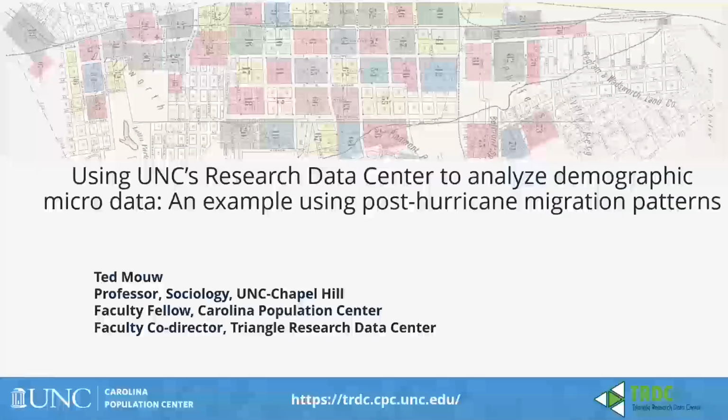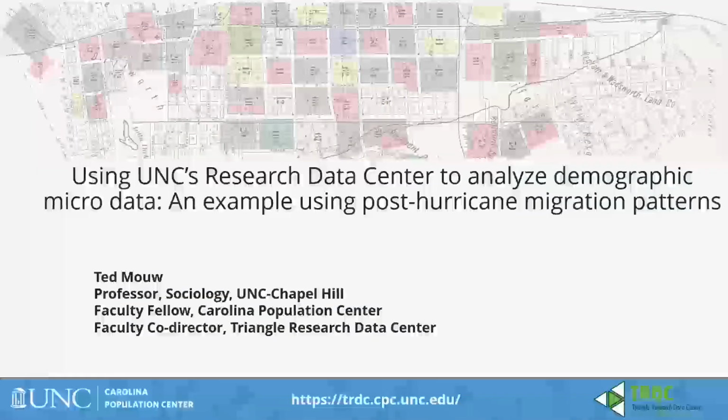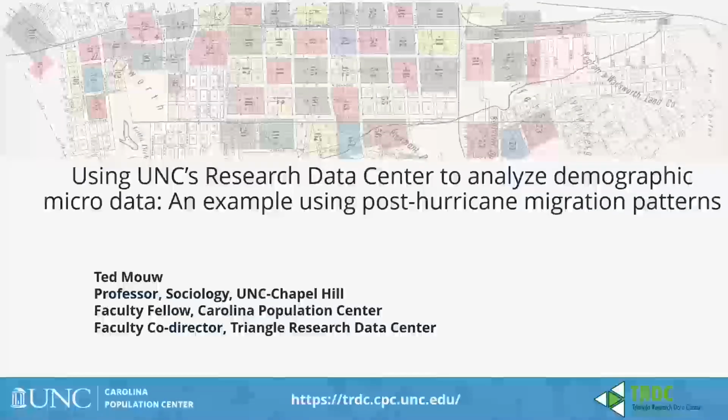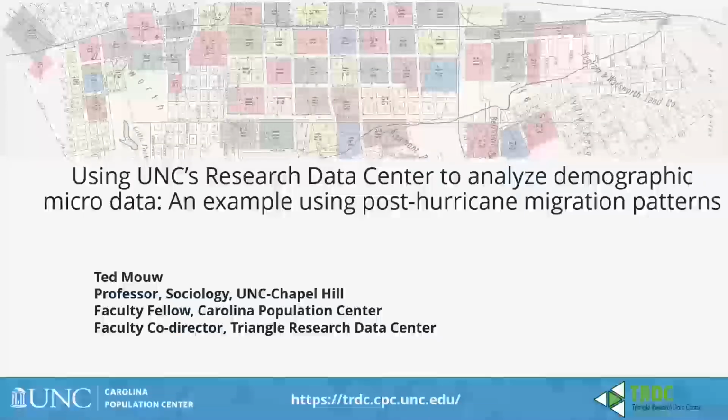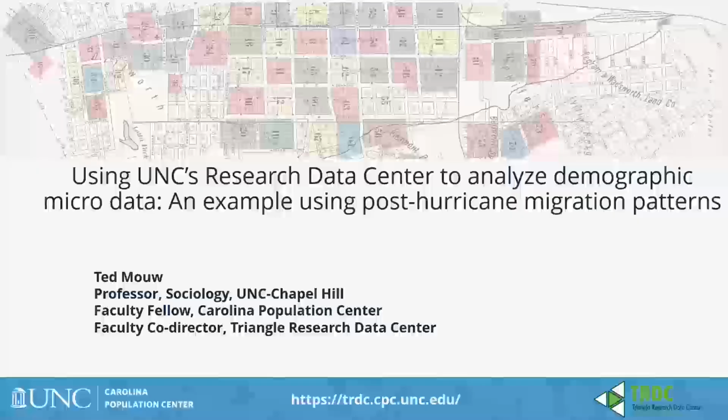The title of the talk is using UNC's research data center to analyze demographic microdata, an example using post-hurricane migration patterns. The goal here is twofold: to provide an overview of what the RDC is, what kind of data it has, and what kind of research practices it enables. That's general, along with some specifics in terms of what the research environment is like and what the processes are, both for getting access and then getting results out.